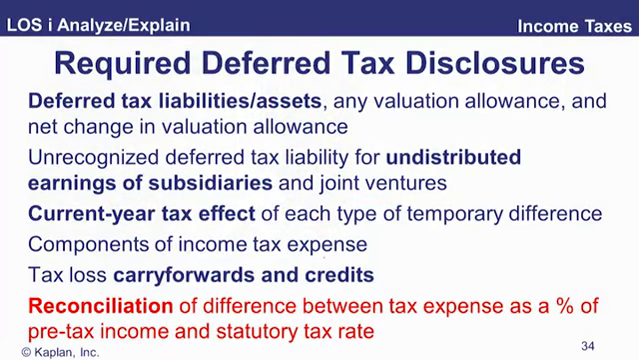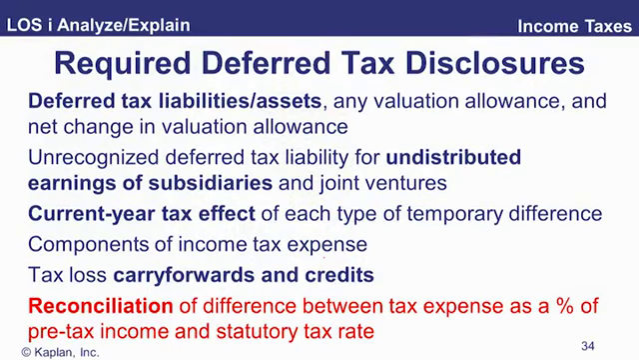Current year tax effects of each temporary difference. So we need to show the current impact of each temporary difference and how it affects the tax expense. We need to show the components of the income tax expense, any tax loss carry forwards and credits. Remember, tax loss carry forwards, if you have taxable losses, rather than the tax authorities paying you, you get to essentially keep those tax losses and offset them against future taxable gains.